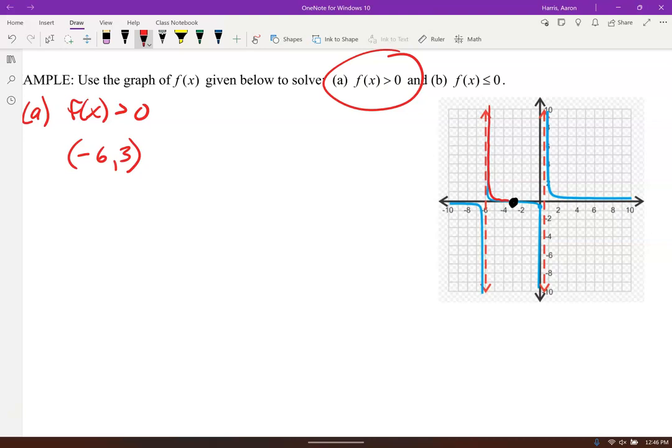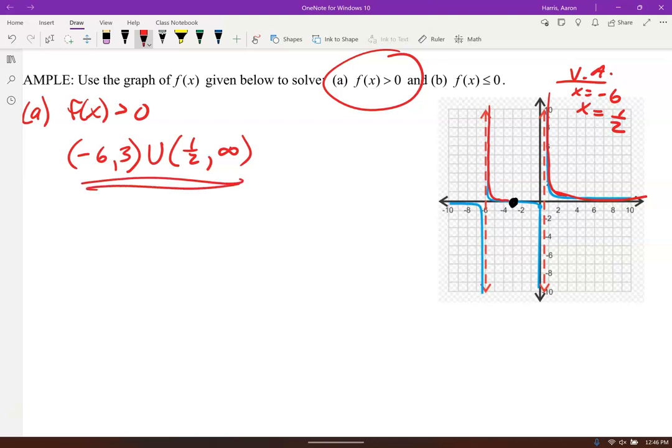And then also over here, I'm above it. So I'm above it that whole time over there on the right, because notice I have two vertical asymptotes here. I have negative 6, and I also have a vertical asymptote at x equals a half. So it takes off again after a half and keeps going. All of those are positive. So that solution set is all the x values for which f of x will be greater than 0. Does that make sense, you guys?